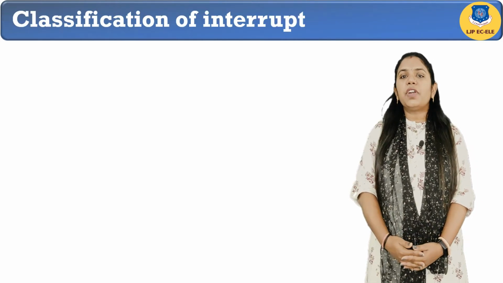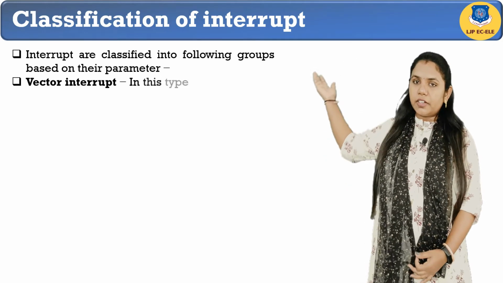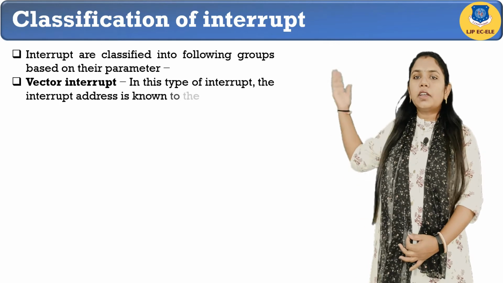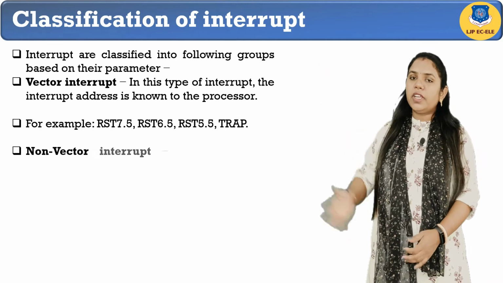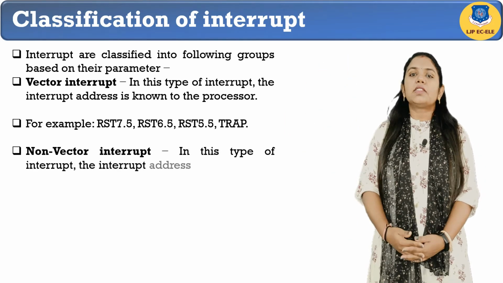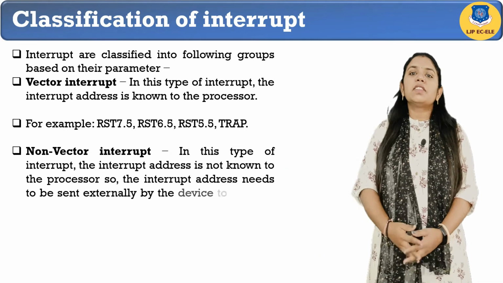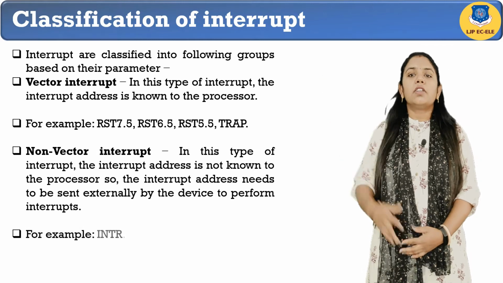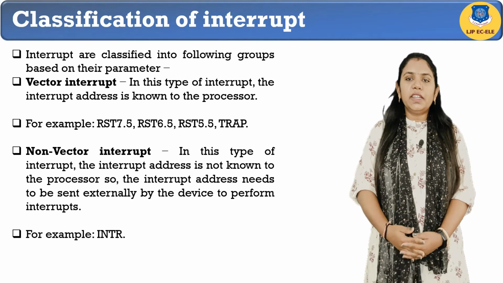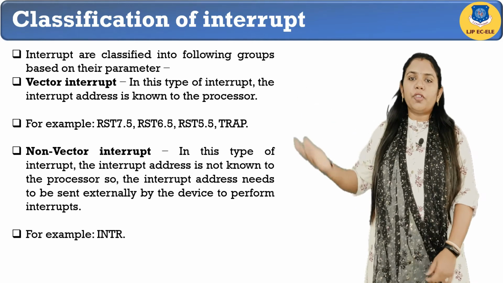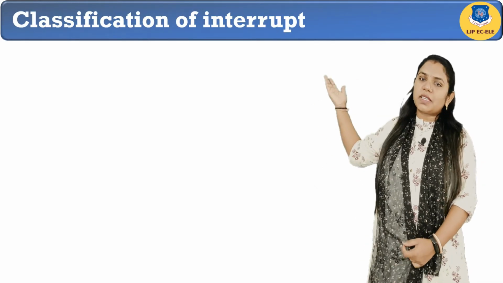Interrupts are classified into the following groups based on their parameters. First, vector interrupt. In this type of interrupt, the interrupt address is known to the processor. For example, RST 7.5, RST 6.5, RST 5.5 and TRAP. Next, non-vector interrupt. In this type of interrupt, the interrupt address is not known to the processor. So, the interrupt address needs to be sent externally by the device to perform interrupts. For example, INTR.